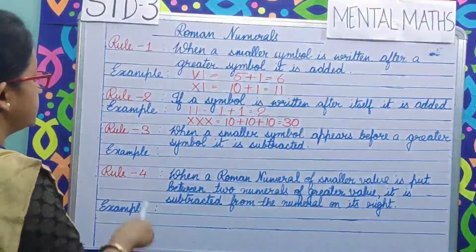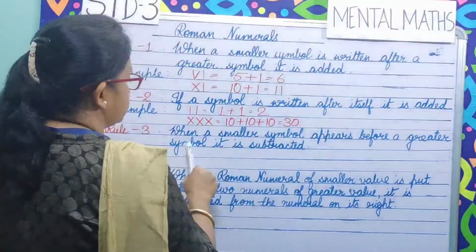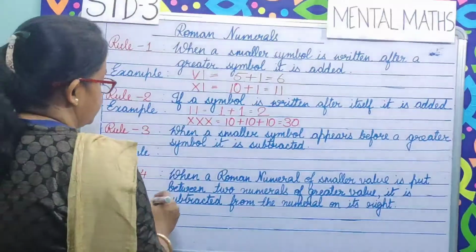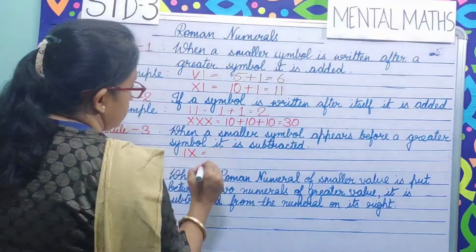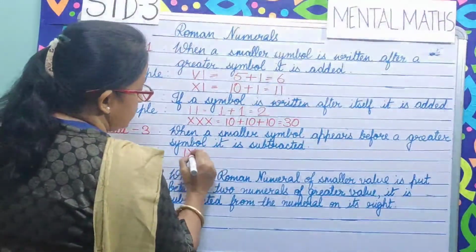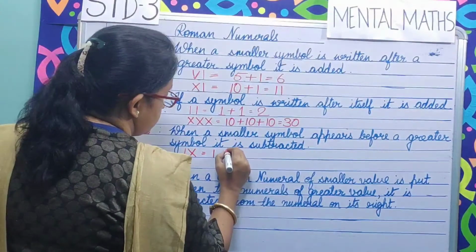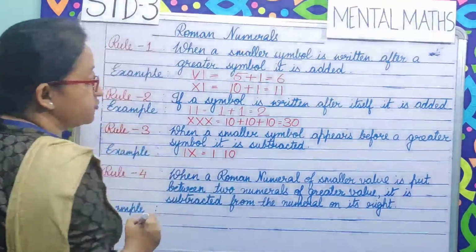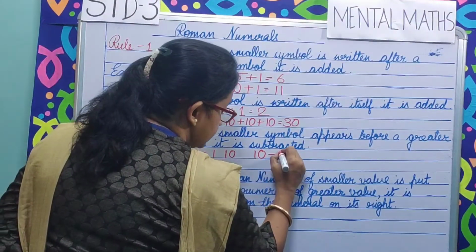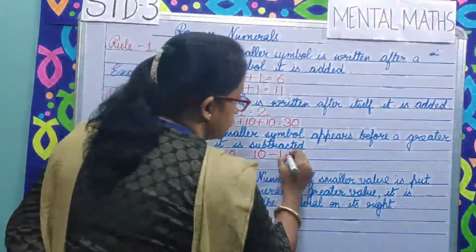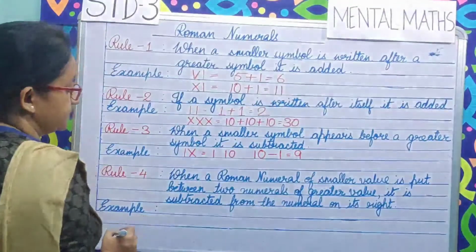30. Rule number 3. When a smaller symbol appears before a greater symbol, it is subtracted. That means IX equals I represents 1 and X represents 10. So what do we have to do children? Now we have to subtract 10 minus 1. That equals 9. So the value of this is 9.